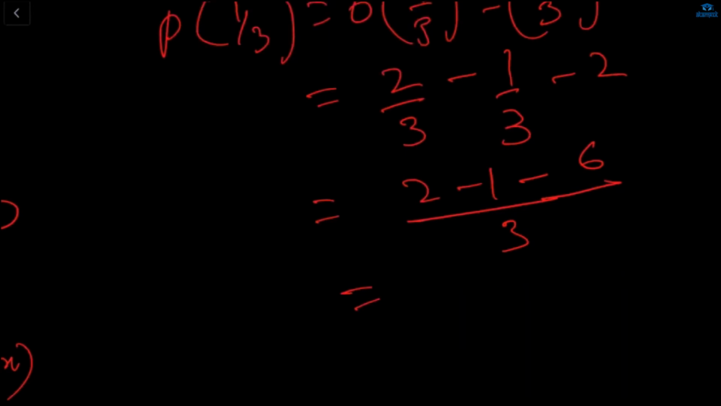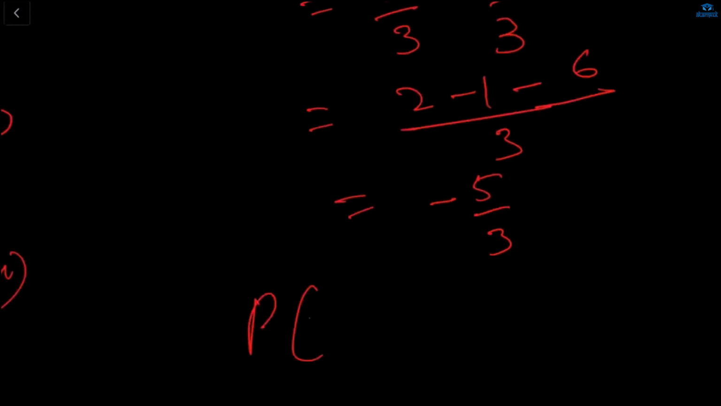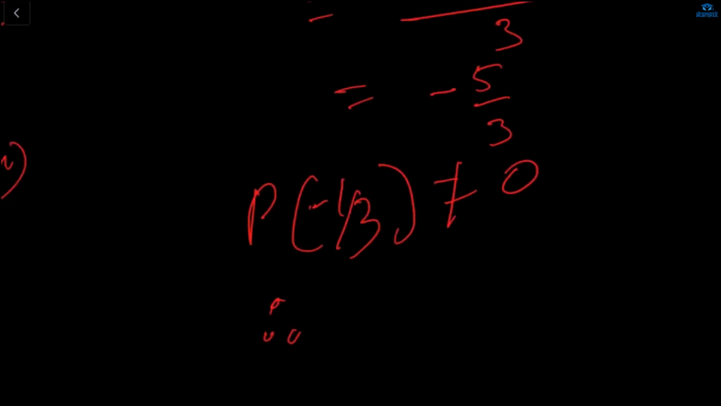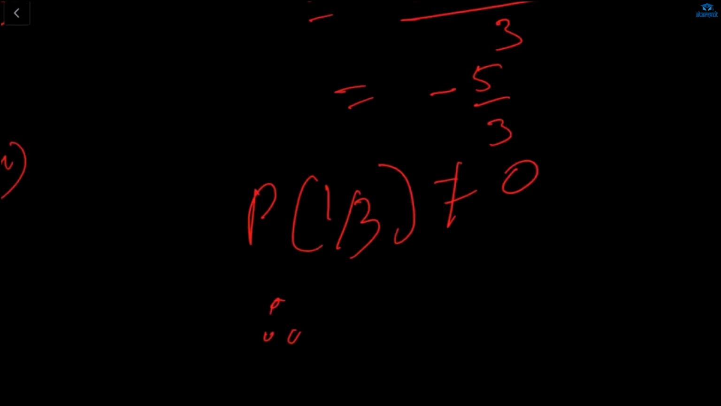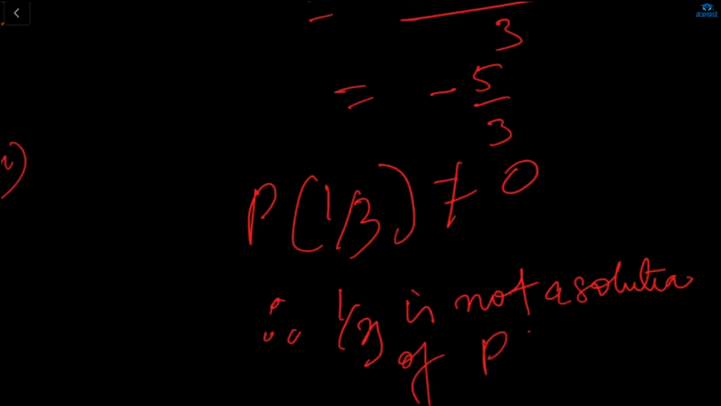Sorry, it is minus 5 by 3, not equal to 0. So p of 1 by 3 is not equal to 0. Therefore, 1 by 3 is not a solution of p(x). Understood? How you are going to check whether a given value is a solution or a zero of a quadratic equation or not? Any doubt in this?